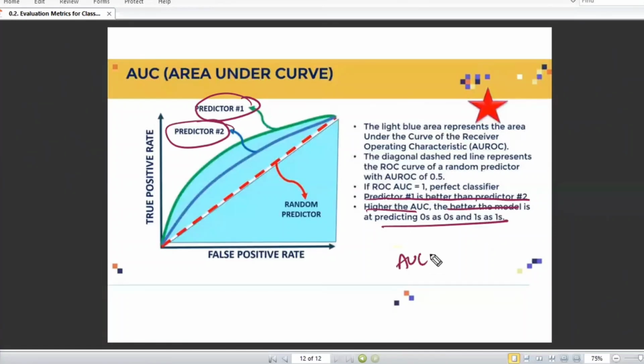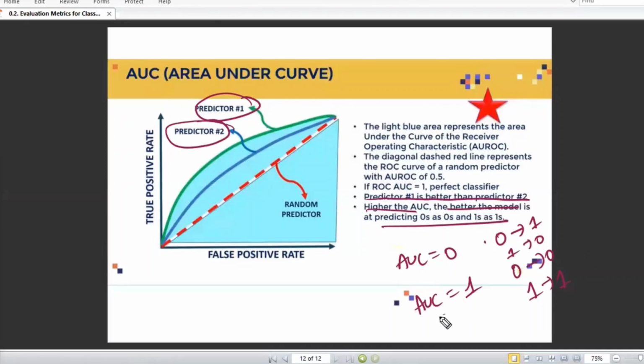AUC value equal to 0, what is the meaning? It is imperfect, exactly opposite. AUC equal to 1 means perfect. Perfectly it is classifying zeros as zeros, ones as ones. If AUC is equal to 0, it is perfectly doing the opposite thing. That is, zeros are predicted as ones and ones are predicted as zeros.